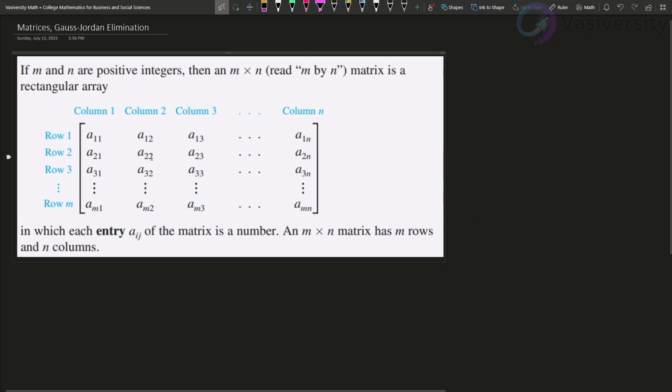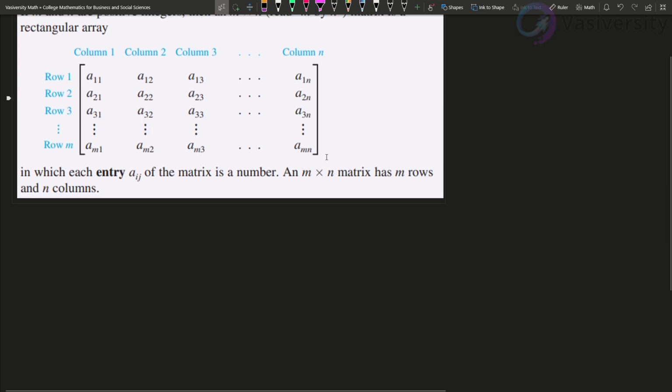If m and n are positive integers, then an m by n matrix is a rectangular array of numbers, right? So we have up to n columns and up to m rows. That's why it's m by n, rows by columns, in which each entry, a sub ij of the matrix, is a number. An m by n matrix has m rows and n columns. Okay? So let's go ahead and take a look at it immediately.